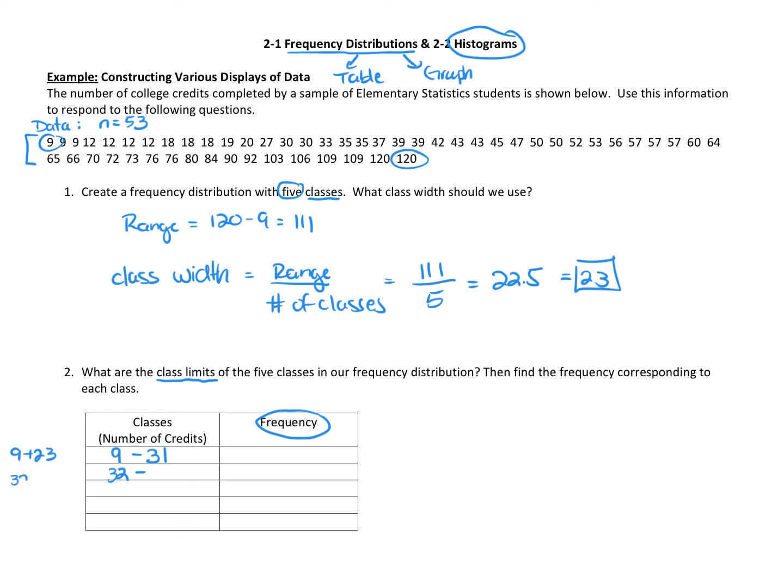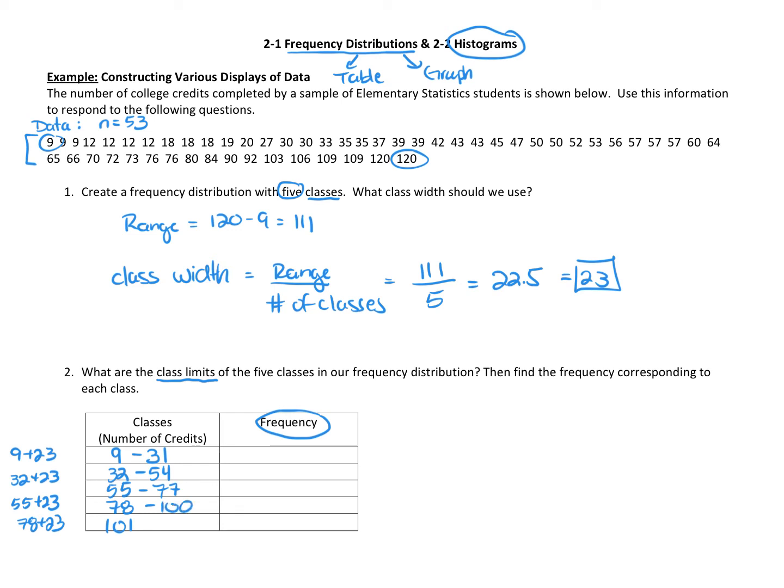So now if I take 32 and add 23 to it, it's going to give me my next lower class limit. So that's going to be 55. All right, so if my third class starts at 55, that means my second class is going to end at 54. And then again, repeat the process. So 55 plus 23, that's going to give me 78. So that means that my third class is going to go from 55 to 77. And then again, keep going. 78 plus 23 gives me 101. And so that means that my fourth class is going to go from 78 to 100.